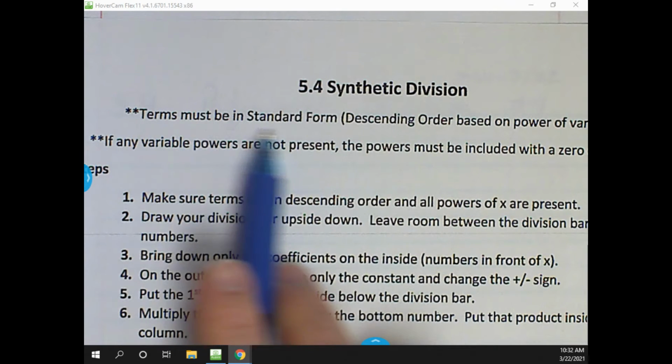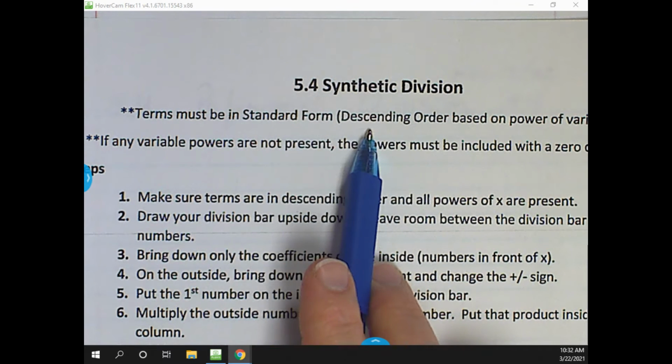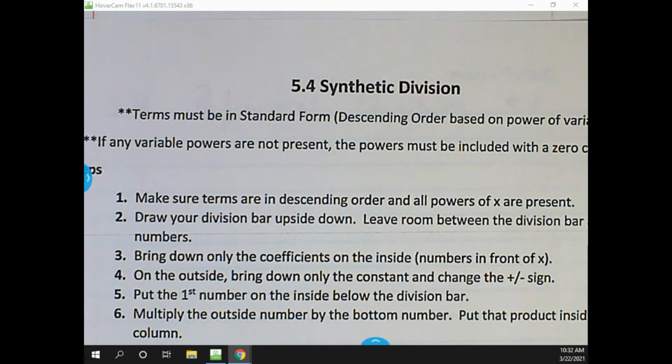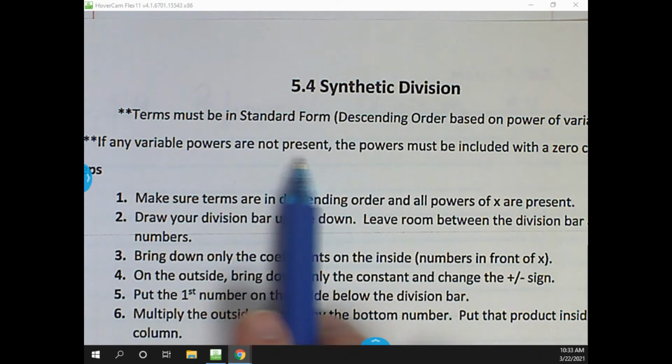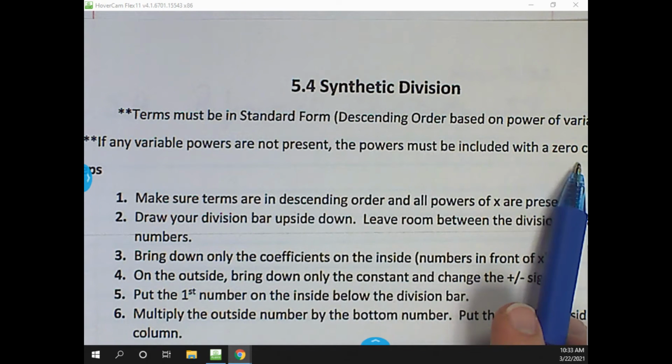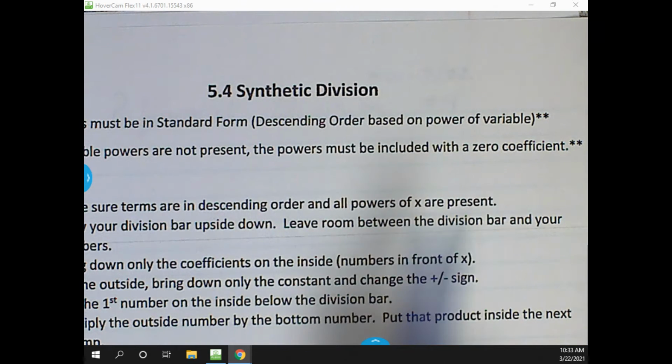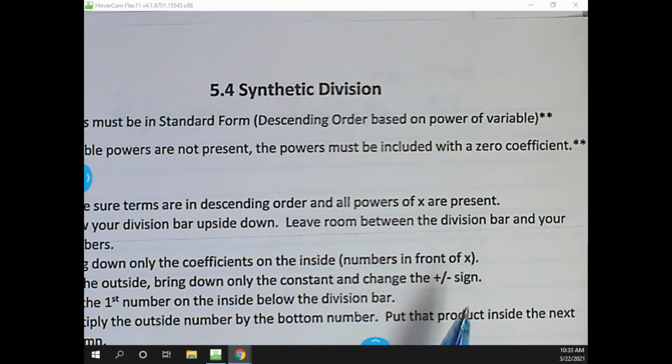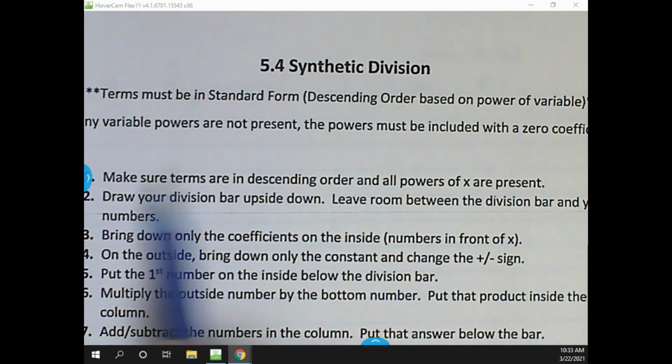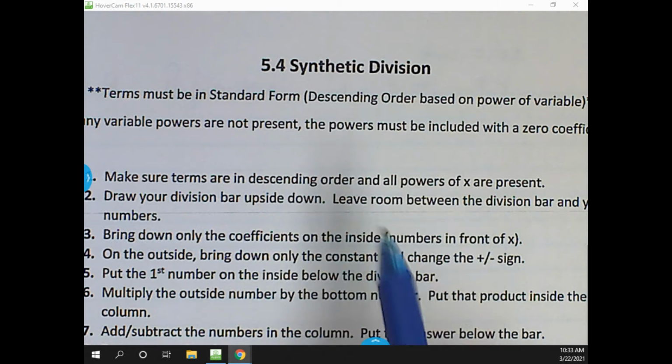The terms have to be in standard form, which is descending order based on the power of the variable. And if any variable powers are not present, then the powers must be included with a 0 coefficient. That part is true whether it's synthetic division or long division, and those two things are important enough that I rewrote them for step 1 here for synthetic, but it's basically the same thing for long division. So for any division that you do, everything's got to be in standard form in descending order, and if there's any power of x missing, you've got to put a 0 in there.